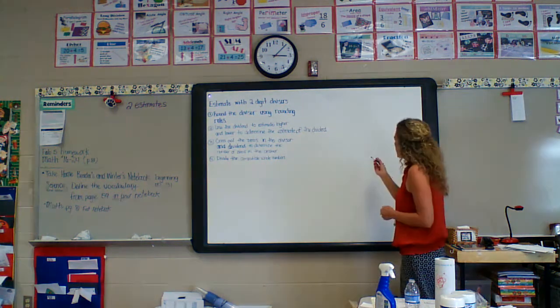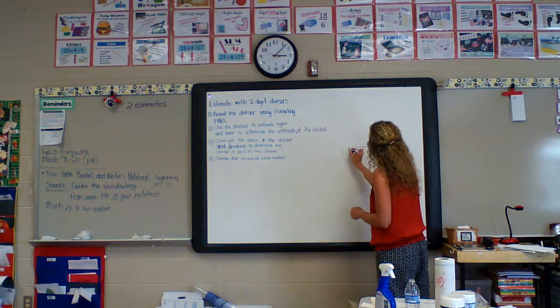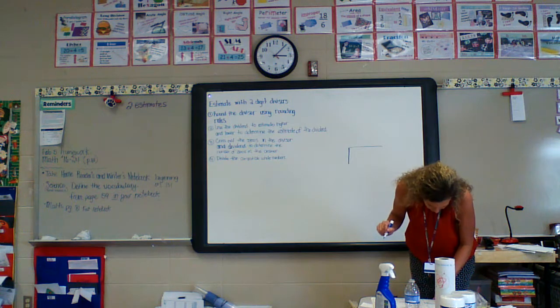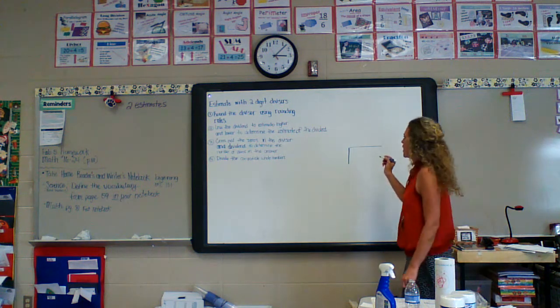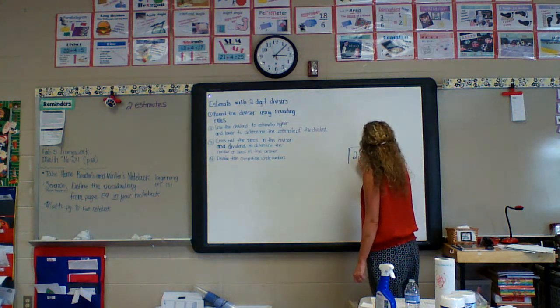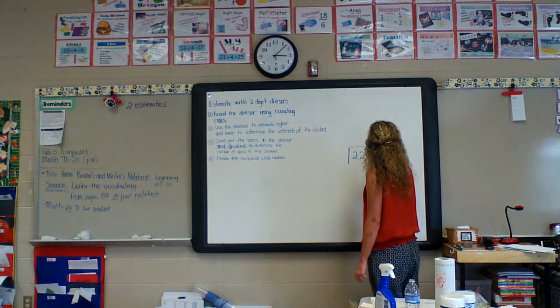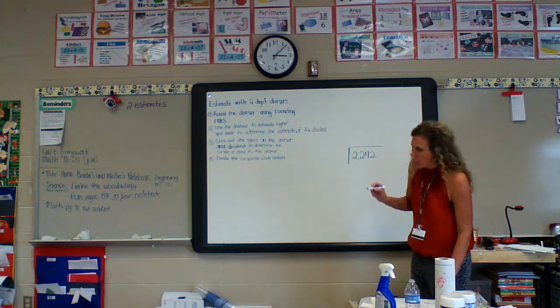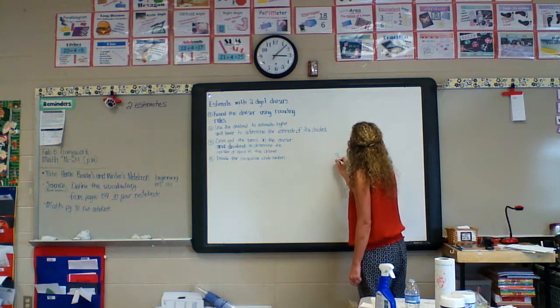The example that we will be using today includes the numbers 2,242 as the dividend and 33 as the divisor.